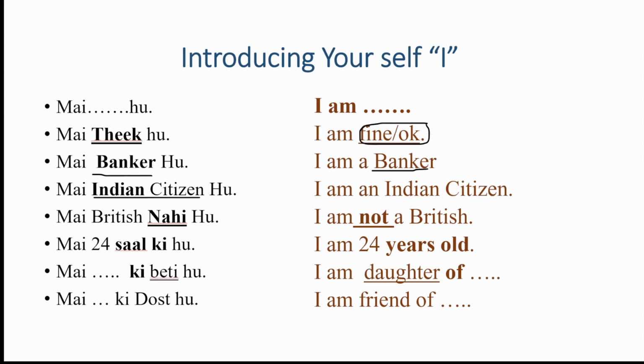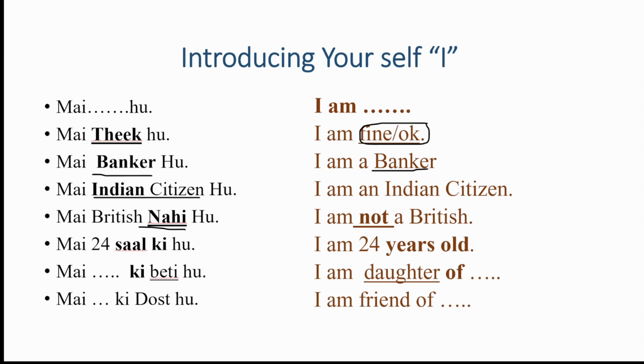Now if you want to say I am not a British. Okay, so here you can see we are making our sentence negative and the meaning of not is nahi. And if you noticed, we are writing the negative word nahi just before the helping verb. So I am not a British, मैं British, and for making the sentence negative, नहीं हूँ.